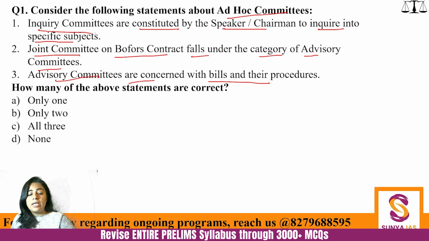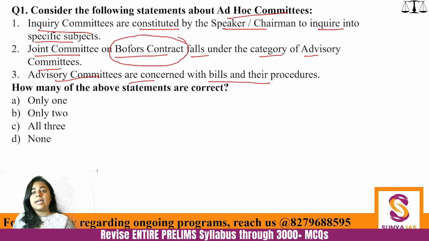See one by one and see which statement is absolutely incorrect. Joint Committee on Bofors Contract, by name it shows that it is an ad hoc committee, right, for the Bofors contract scam that was there. So it will not fall under the category of advisory committee. It will fall under the category of inquiry committee, because it is inquiring into whether the Bofors contract scam happened or didn't happen. It is not an advisory committee. It is an inquiry committee. So this one is incorrect.